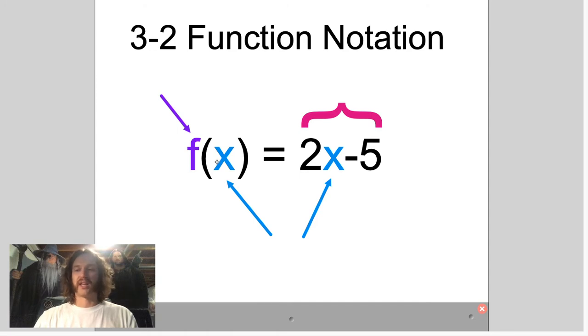So you're probably thinking, well, this is why I hate math, Mr. Slagle, because you tell me one thing, when I put a letter next to a letter, it means multiplication. Now you're telling me when I put a letter next to a letter, it doesn't mean multiplication? That's correct. That's exactly what I'm saying.